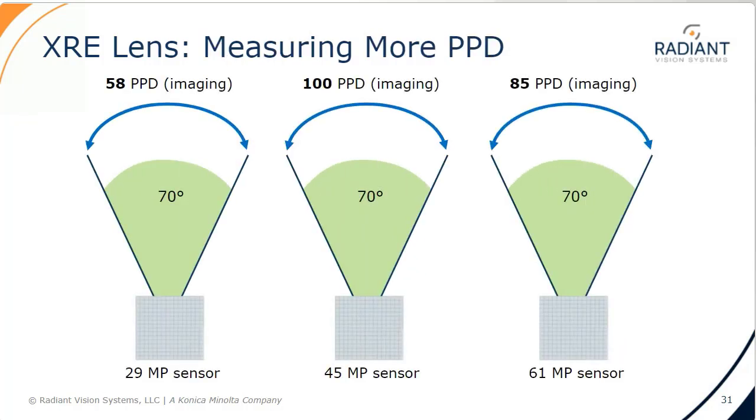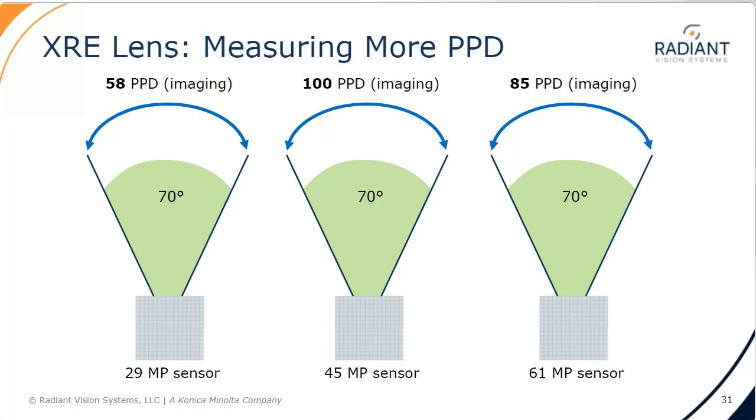There are other ways the XRE lens solution goes beyond fundamental capabilities for in-headset testing. To meet the need for higher measurement resolution, XRE lens provides several options to meet and exceed human visual acuity of 60 pixels per degree. Manufacturers can choose to pair the XRE lens with a high-resolution imaging system offering 29, 45, or 61 megapixels. Based on the lens's 70-degree horizontal field of view, an XRE solution can achieve 58 to 100 pixels per degree.